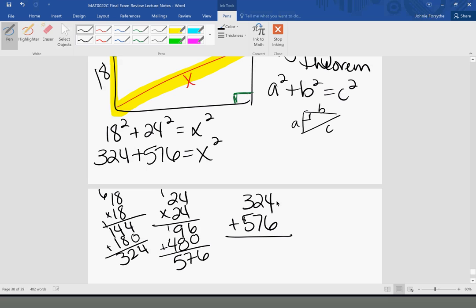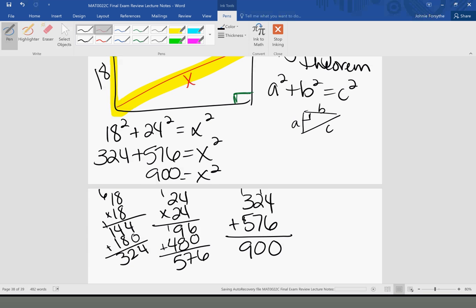So 324 plus 576. 4 plus 6 is 10. Carry the 1. 1 plus 2 plus 7 is 10. Carry the 1, and then we have 900. So 900 equals x squared. Now to solve for x, we want to take the square root.